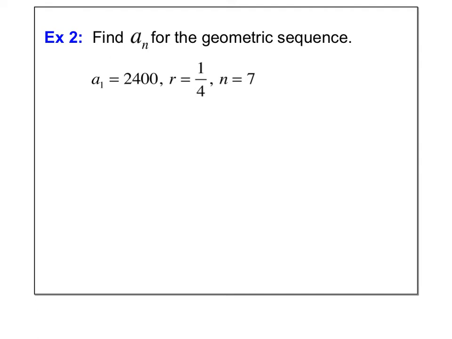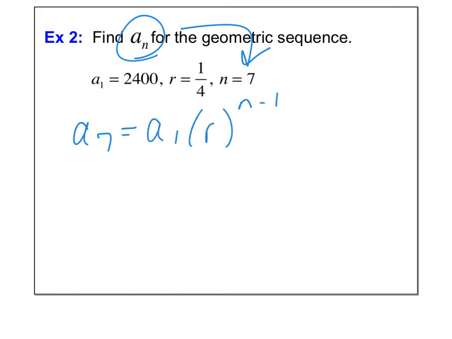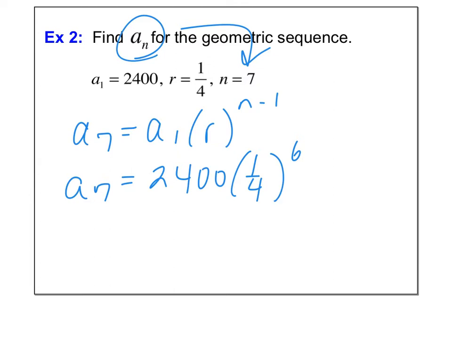Okay, the example here is to find a sub n for the geometric sequence. The given information is in front of us. A sub 1, the first term of the sequence, is 2,400. The common ratio is 1/4, and the number of terms in this particular sequence is 7. So the goal is to figure out a sub n, in other words, the 7th term. The 7th term can be found by taking a sub 1 times the ratio to the n minus 1 power. We have all the information that we need.